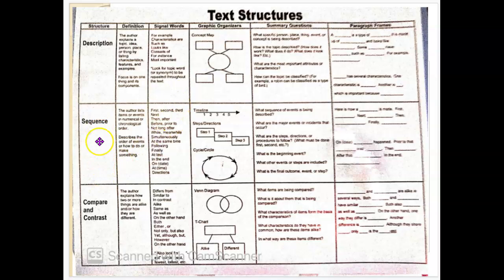Maybe that will help me figure out what the purpose of this text is. Likewise, for sequence and chronological order, the author lists items or events in numerical or chronological order. So they would use signal words like first, second, next, then, after, at last, in the end, or on a particular date.